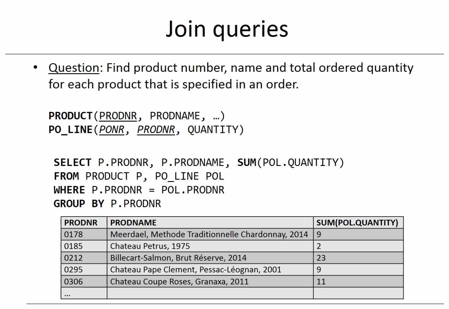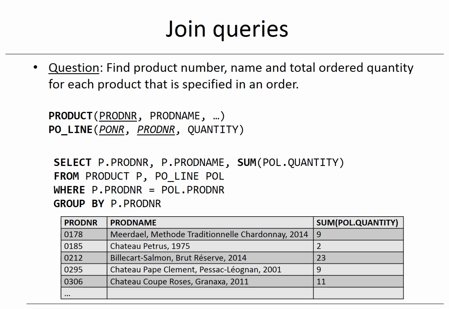We need data from two tables, product and PO line. The SQL query becomes: select p.prod_number, p.prod_name, sum(pol.quantity) from product P, PO_line POL where p.prod_number equals pol.prod_number group by p.prod_number.